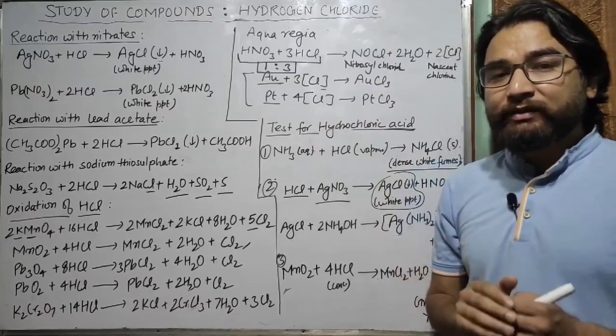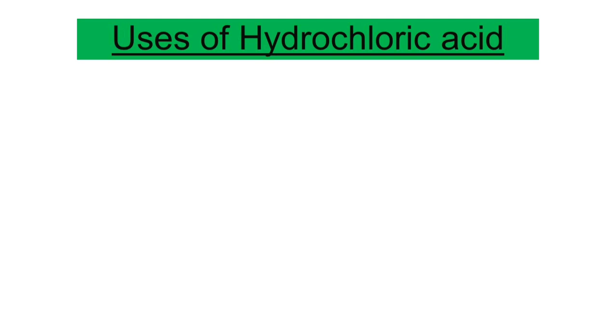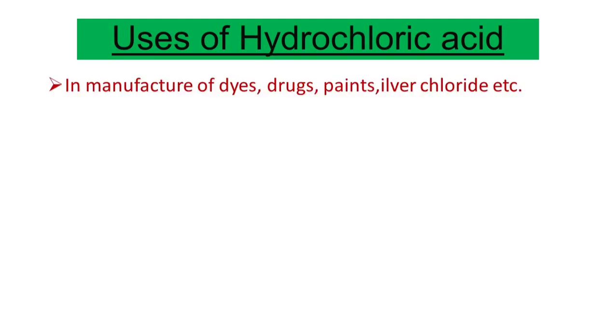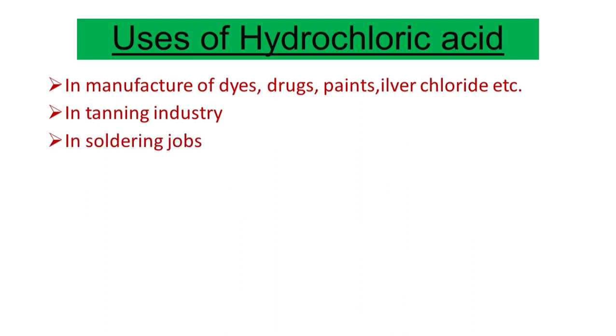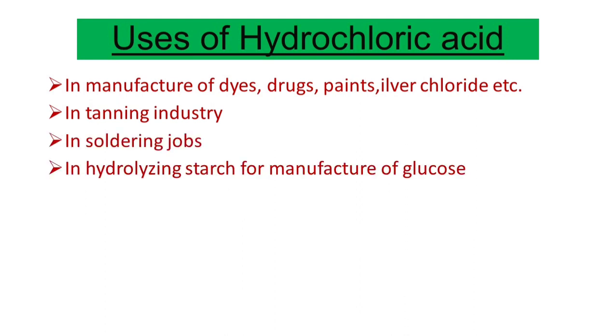And now the next topic, that is uses of hydrochloric acid. Hydrochloric acid is used in manufacture of dyes, drugs, paints, silver chloride. It is also used in the tanning industry. It is used for hydrolyzing starch, which is used for the manufacture of glucose. Then it is also used in the steel industry, in pickling of steel. Pickling is a process in which the impurities are removed from the surface of a metal.